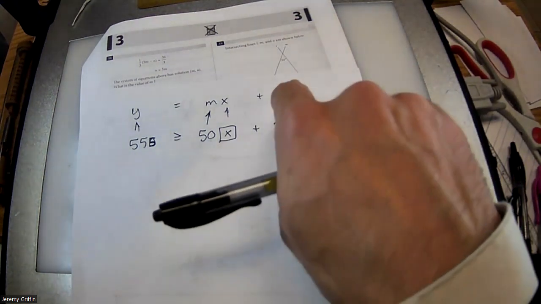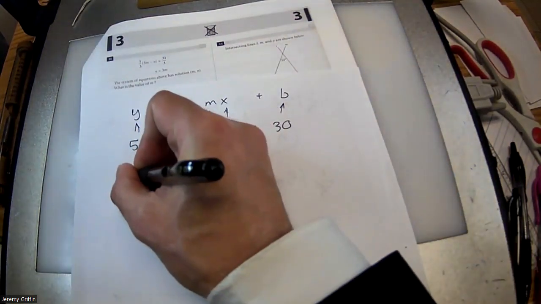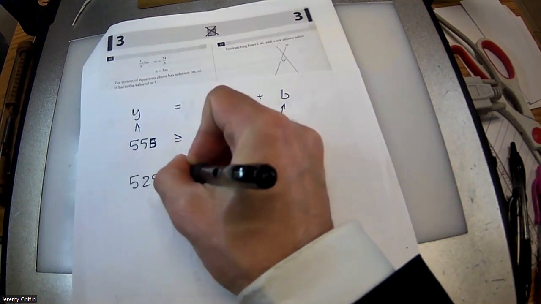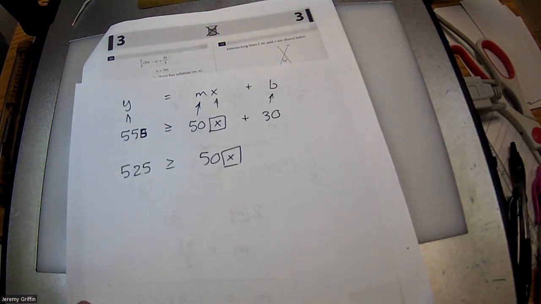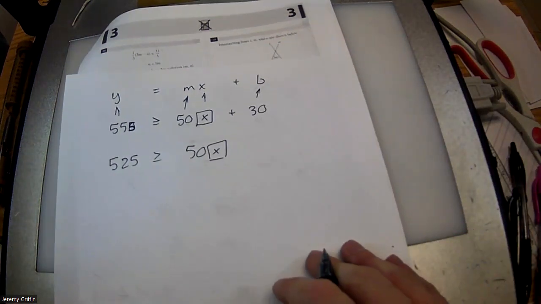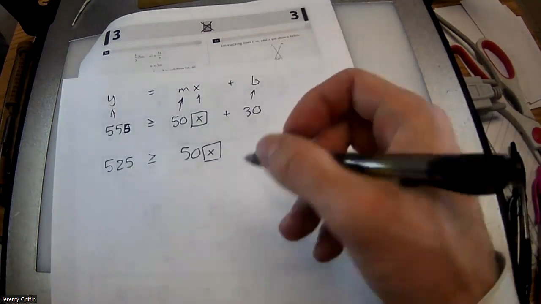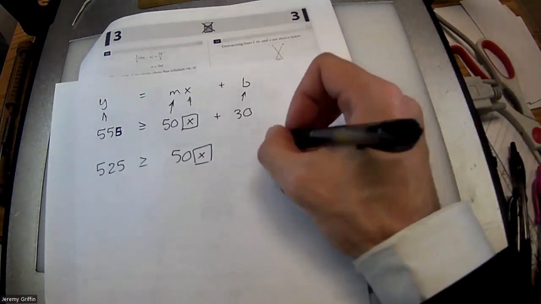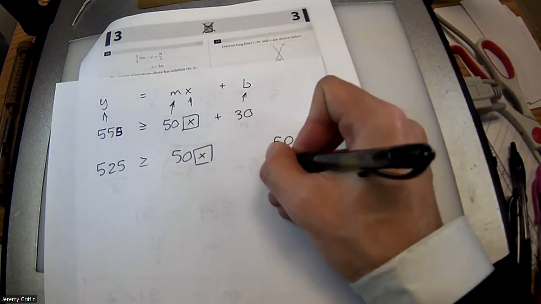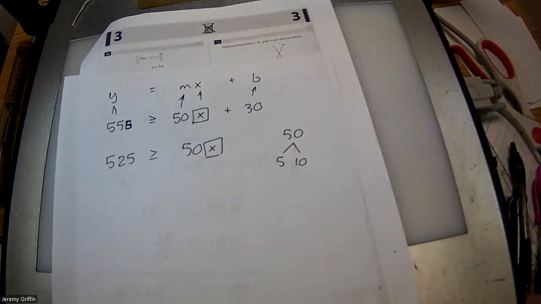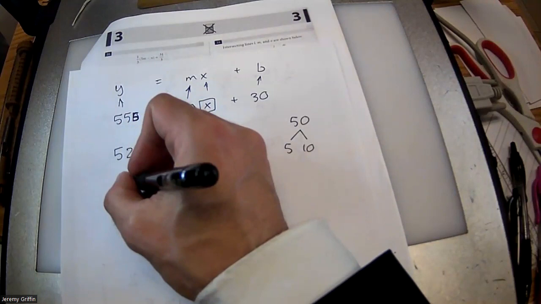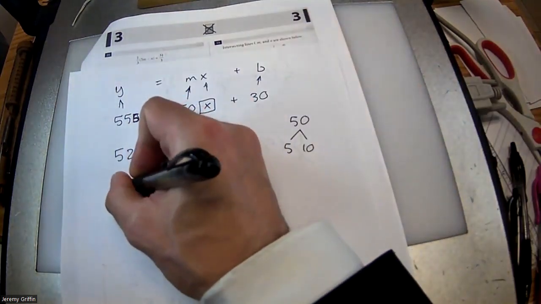And so, we got to subtract 30. That's 525 greater than or equal to 50x. Right. And then divide both sides by 50. Now, if you can do that, awesome. Remember, you have no calculator for this section. Here's what I would do. I might chunk this down. 50 is equal to 5 times 10. So could you just divide by 10 and divide by 5 or vice versa? Right. So I'll do that. Just showing my way of thinking.